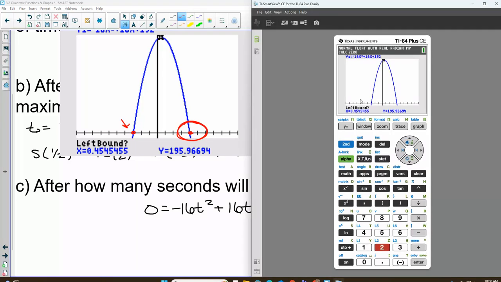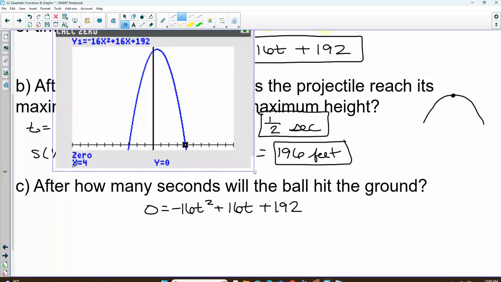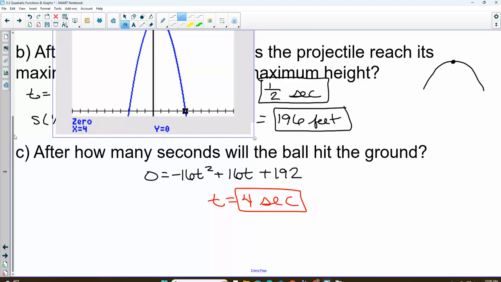So you have to tell your calculator left bound. You just have to be somewhere to the left of that point and hit enter, just saying start looking here. Right bound, you just have to go to the right of that point. So we have to go past it, use our right arrow, hit enter, and then enter our final time. And it tells us what's the 0? So it hits the ground after 4 seconds.